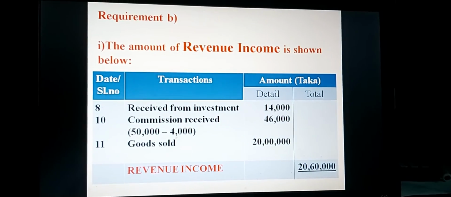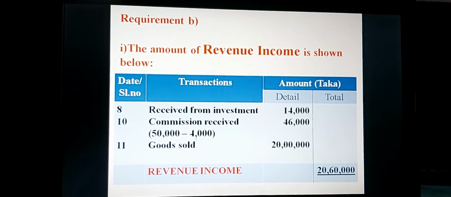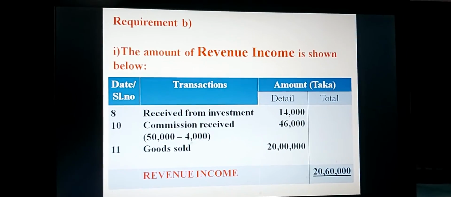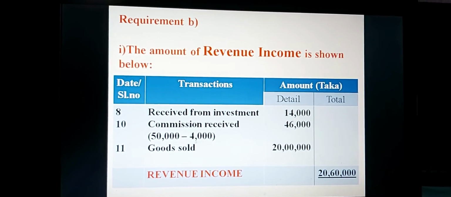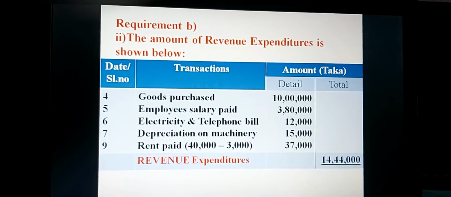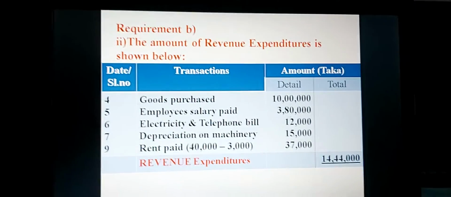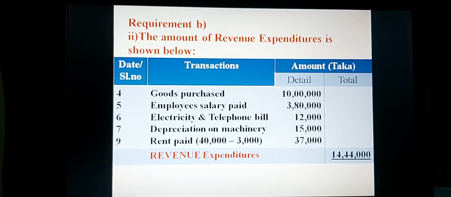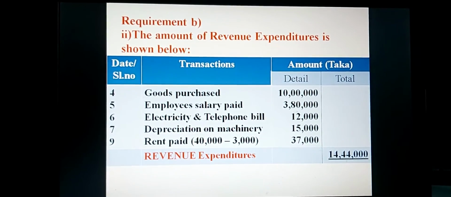Okay, dear students, now you can go to requirement B, part 2: the amount of revenue expenditure. In this creative question, the same format is followed for any requirement or any question. You can see on the screen the amount of revenue expenditure is shown below.